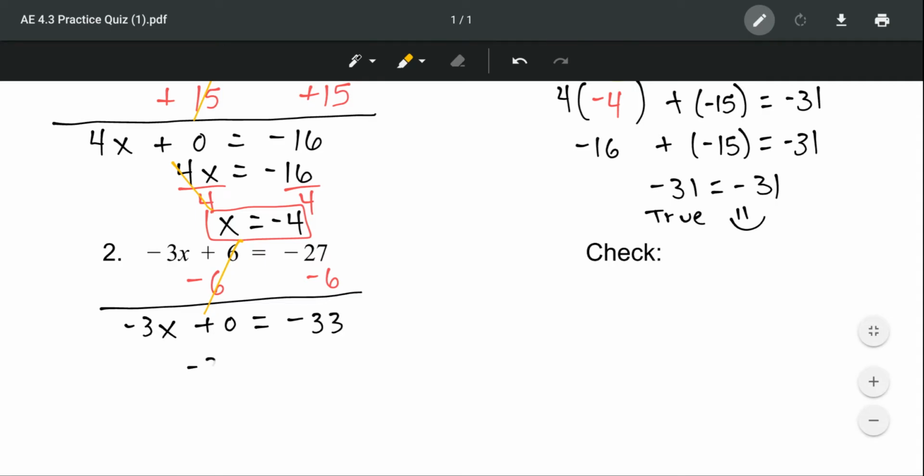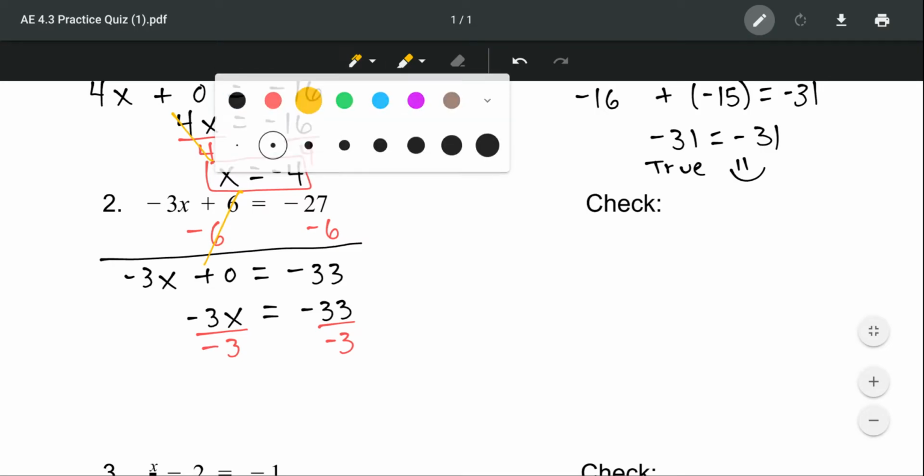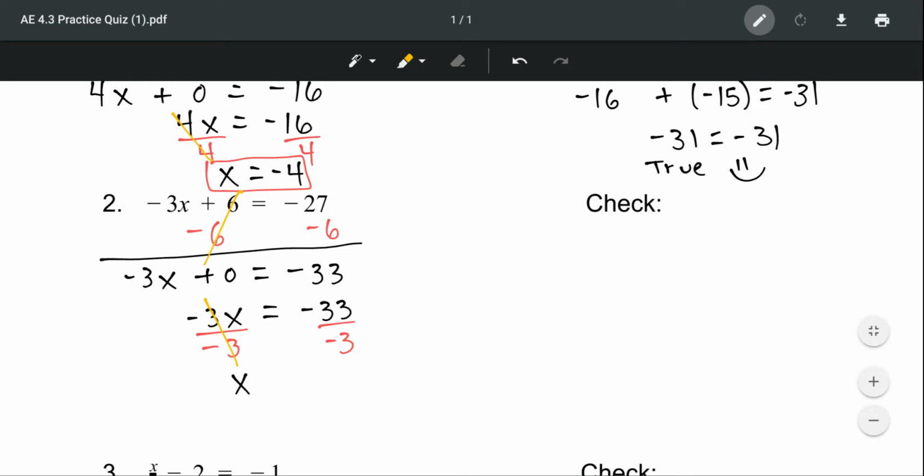Negative 3x plus 0 is negative 3x equals negative 33. Now when you have a number in front of x, you divide both sides by that number. So you want to divide both sides by negative 3. So on the left side, the negative 3's will cancel out. So you're left with x equals negative 33 divided by negative 3 would be positive 11. So x equals positive 11.